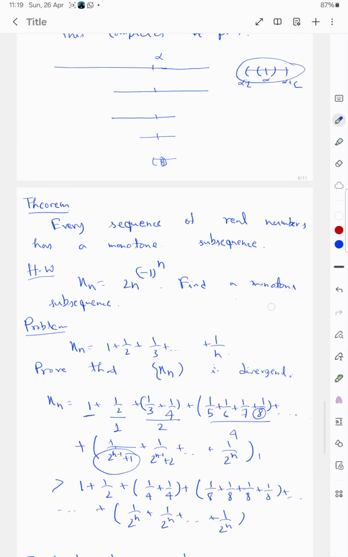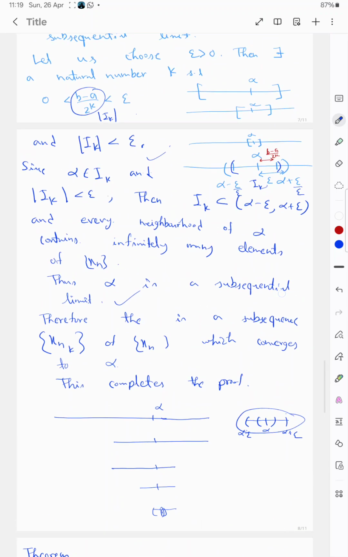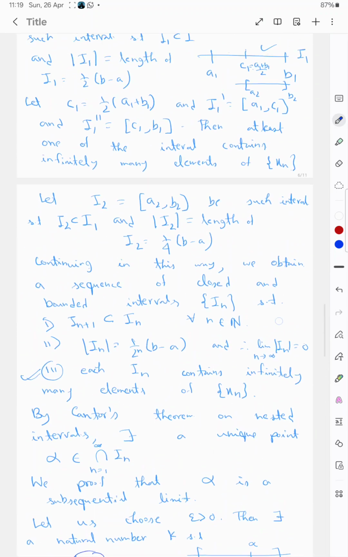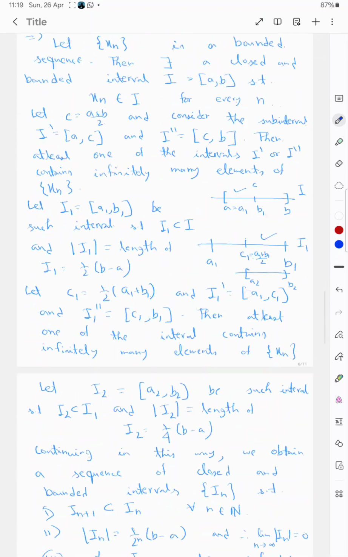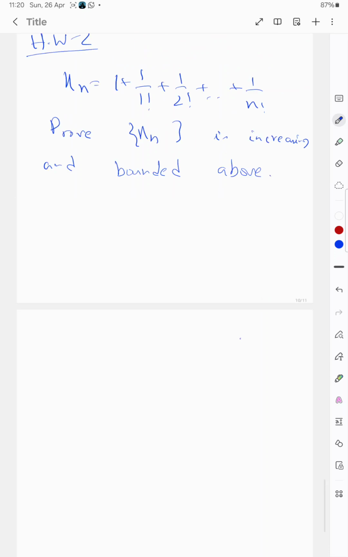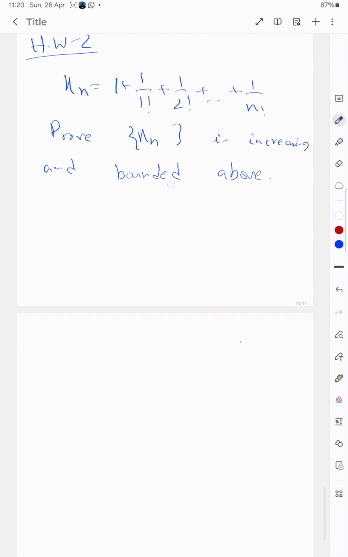I think in our last class we completed the Bolzano-Weierstrass theorem, which is very important. Okay, and we have seen some problems. Today we discuss the limit inferior and limit superior.